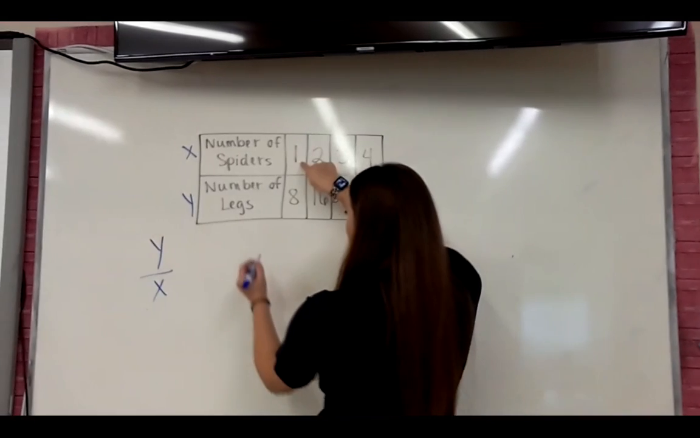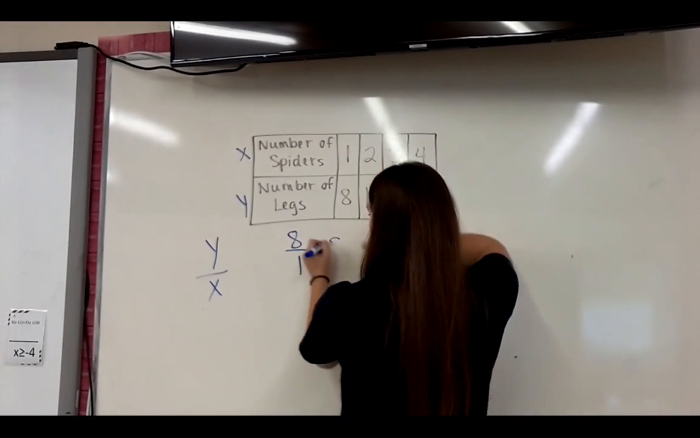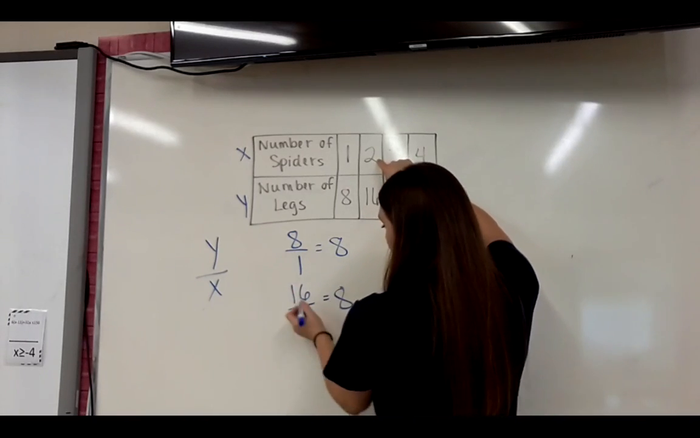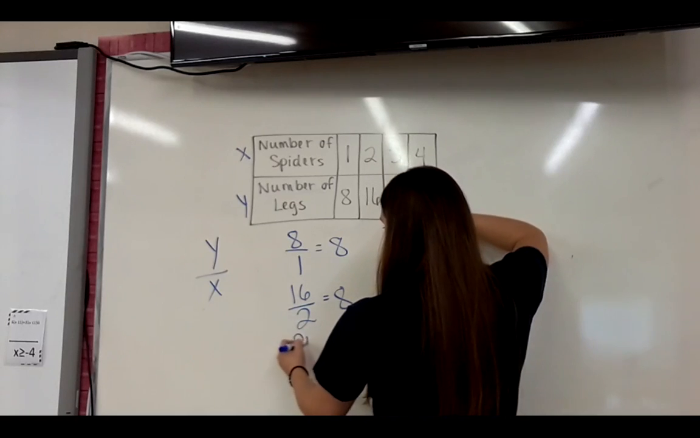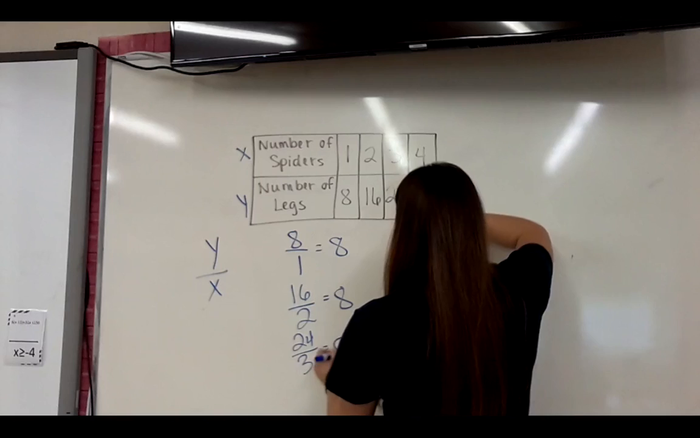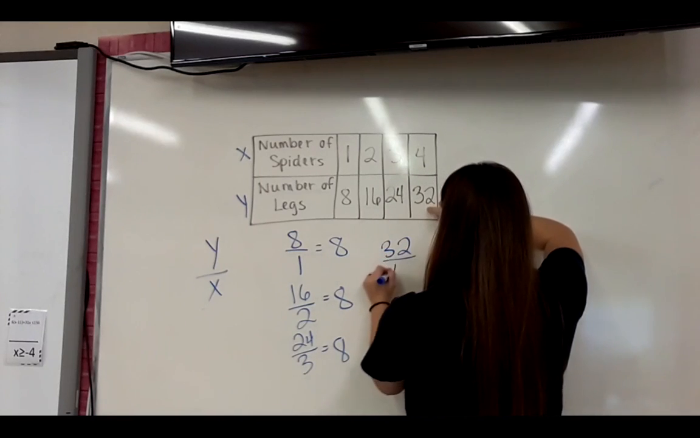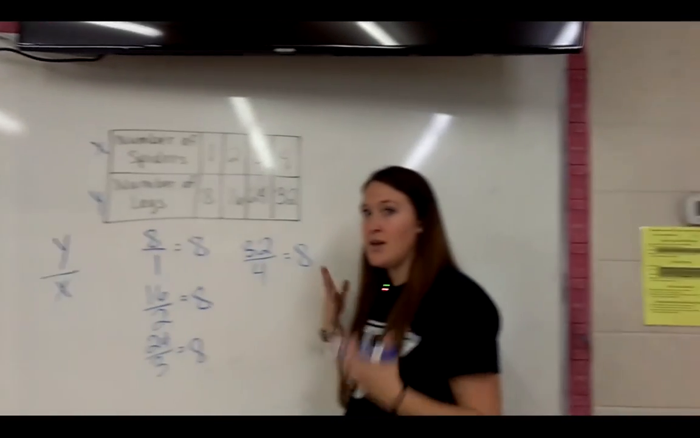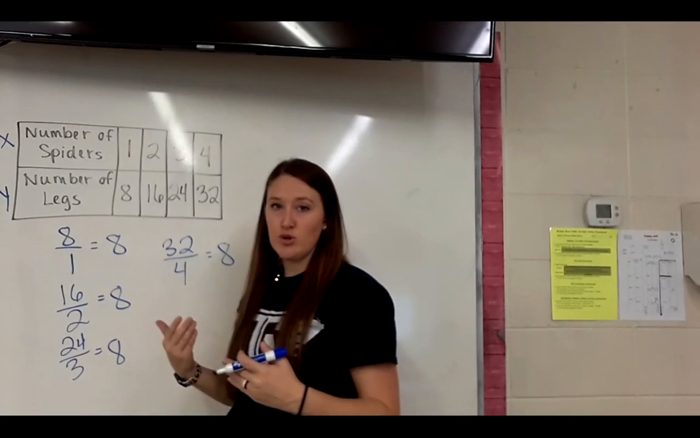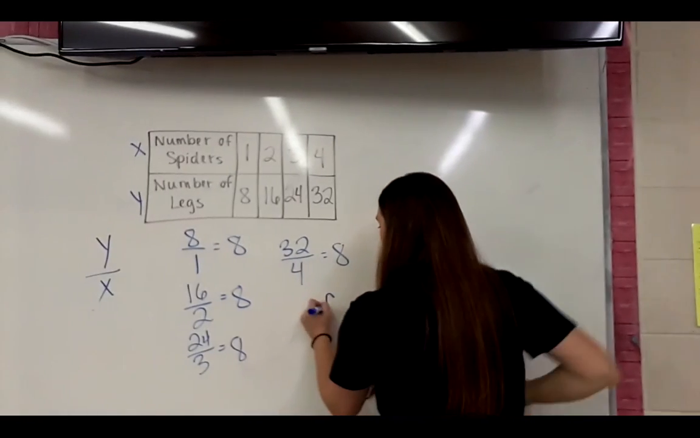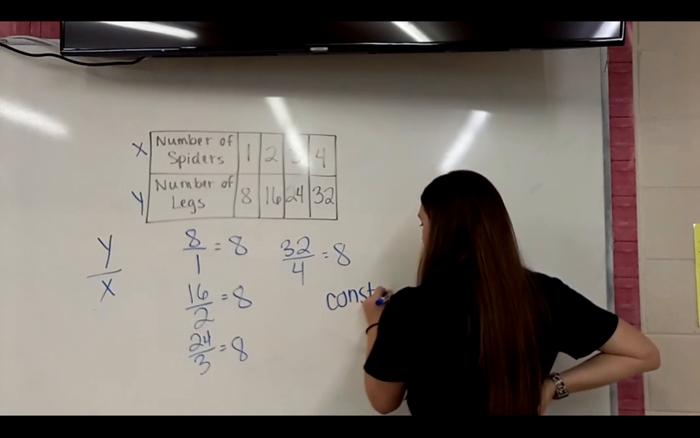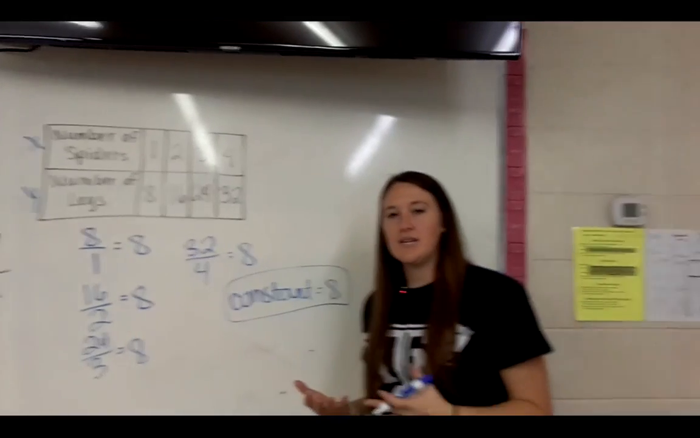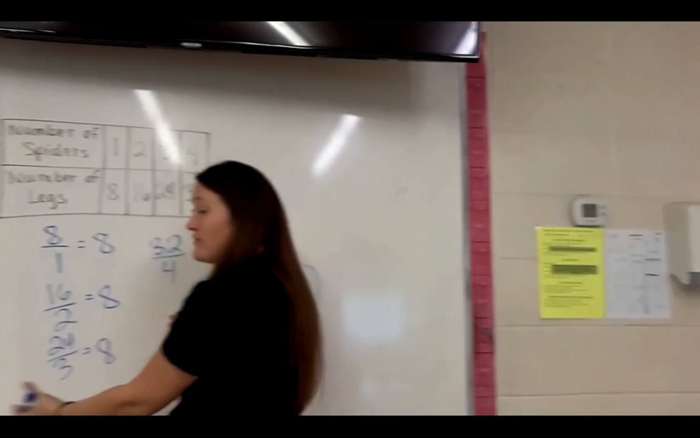So this means I have 8 over 1, which is 8, 16 over 2, which also equals 8, 16 divided by 2, 24 over 3 equals 8, and the last one, 32 over 4 equals 8. Now you go back and look, did they all come out to the same thing? Yes, so this one is proportional. So this means our constant is 8.